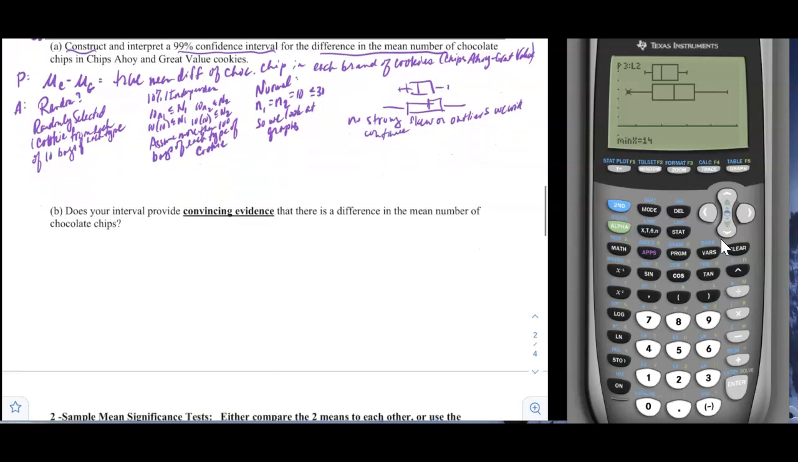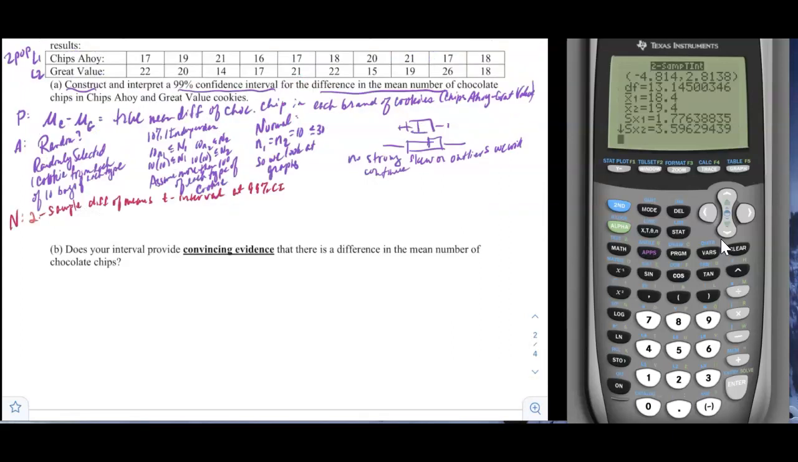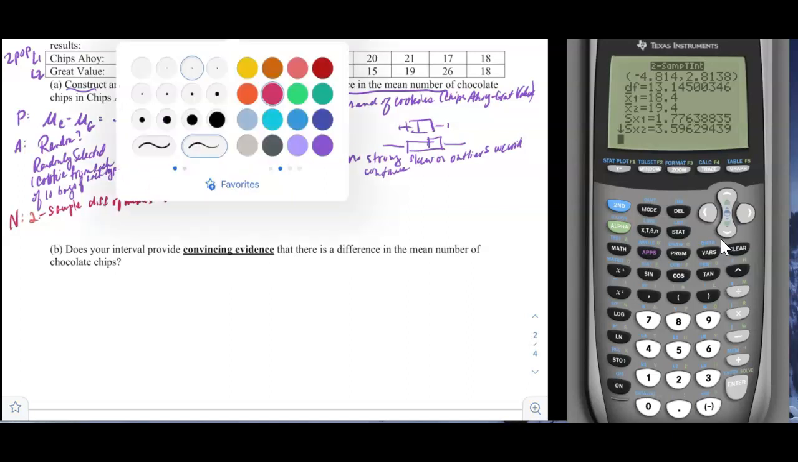All right, so then what's next? We need the name for this stuff. So the name is going to be a 2-sample difference of means T interval, right? We're running an interval. And then the next thing I want to do is start calculating the interval.